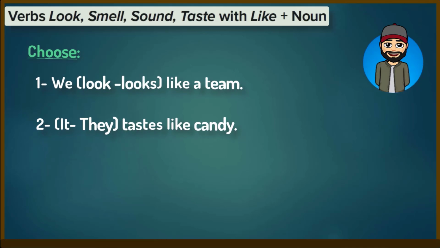We. Very good. Look. Number 2. They. Which one do you choose? أيهما تختار؟ Very good. It tastes. Because we have S here. Tastes.